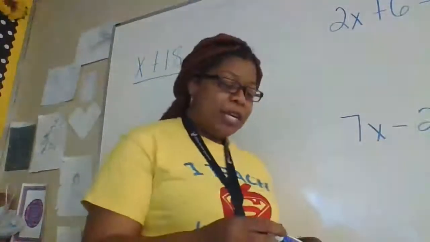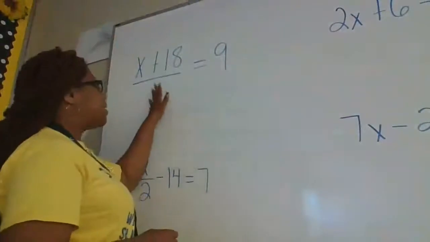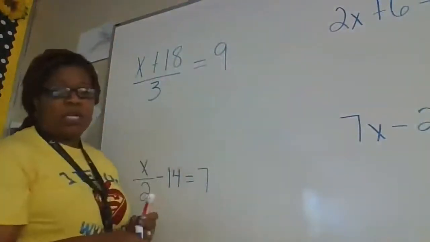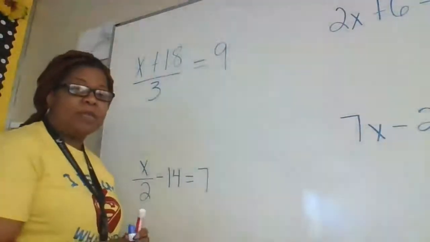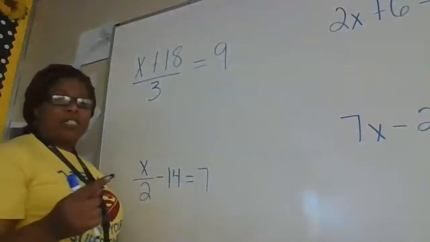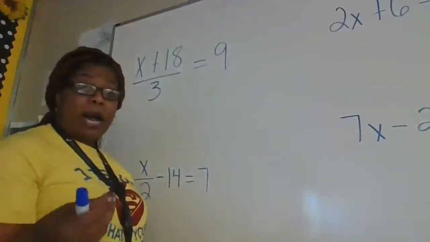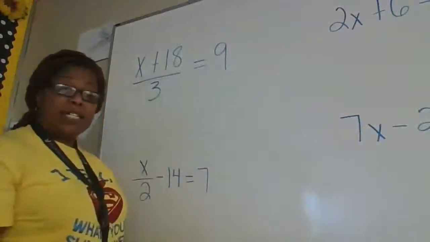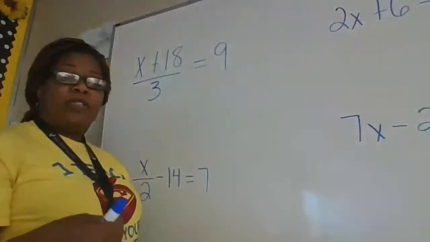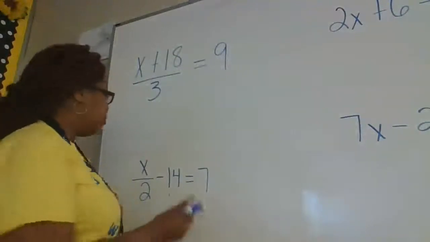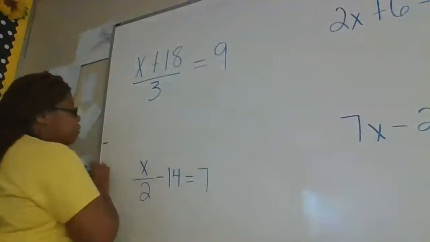All right? So here's one. Let's look at this one. This should be x plus 18 divided by 3 equals 9. So the first question we want to ask is, what are our original operations? I see x plus 18, so that's addition. That tells me I'm going to have to use an opposite of addition, which is subtraction. So indicate that over there in the corner.